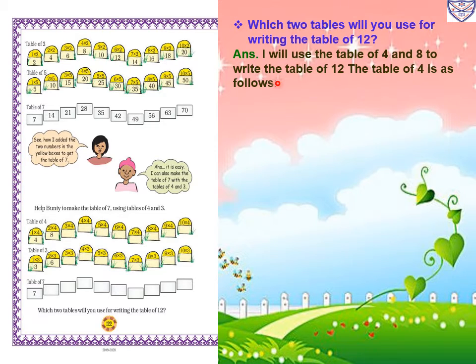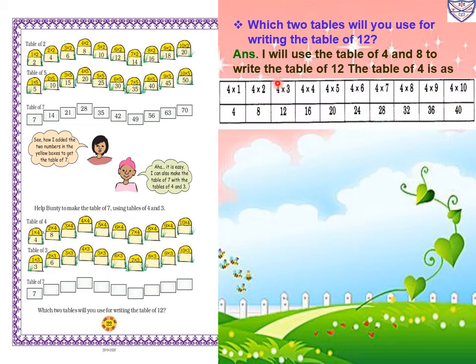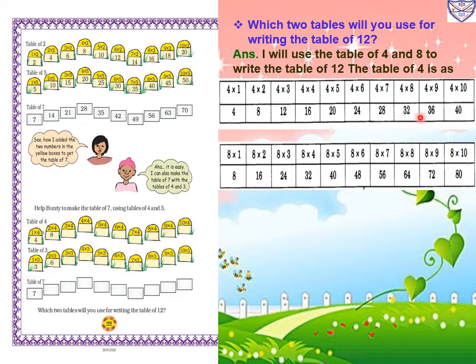The table of 4 is as follows. So first we will write table of 4. So 4 1s are 4, 4 2s are 8, 4 3s are 12, 4 4s are 16, 4 5s are 20, 4 6s are 24, 4 7s are 28, 4 8s are 32, 4 9s are 36, 4 10s are 40. Now we will write table of 8.